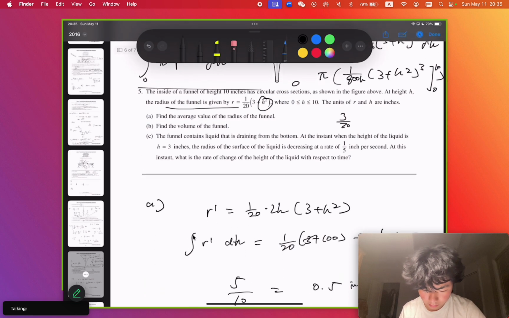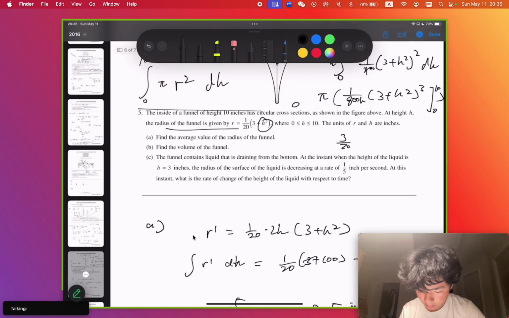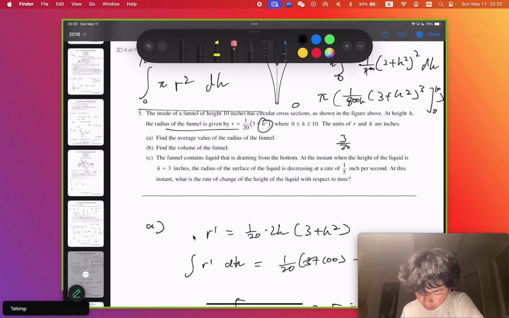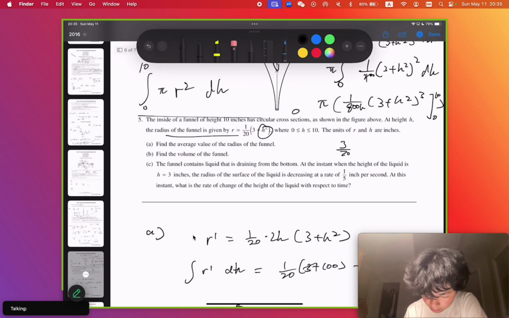And C, the funnel contains liquid that is draining on the bottom of the room. The radius is decreasing at a rate of 1/5 inch per second. At this instance, what is the rate of change of the height of the liquid with respect to time? So it's asking, the radius is decreasing at it. It's basically a related rates question.